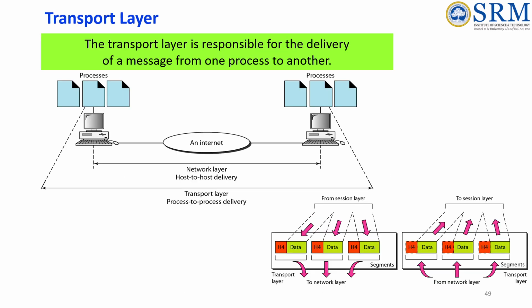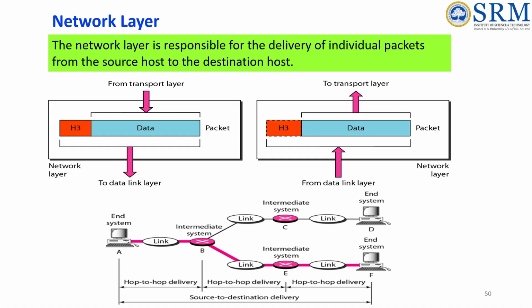Next is the transport layer. The transport layer is responsible for delivering a message from one process to another. So, while the network layer deals with delivery between hosts, the transport layer focuses on process to process delivery. The network layer is responsible for delivering individual packets from the source host to the destination host. So, this layer is concerned with getting packets across networks towards their destination.